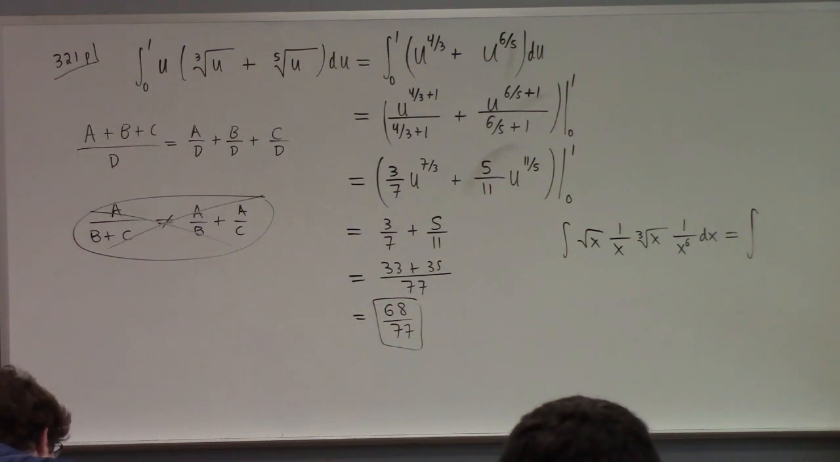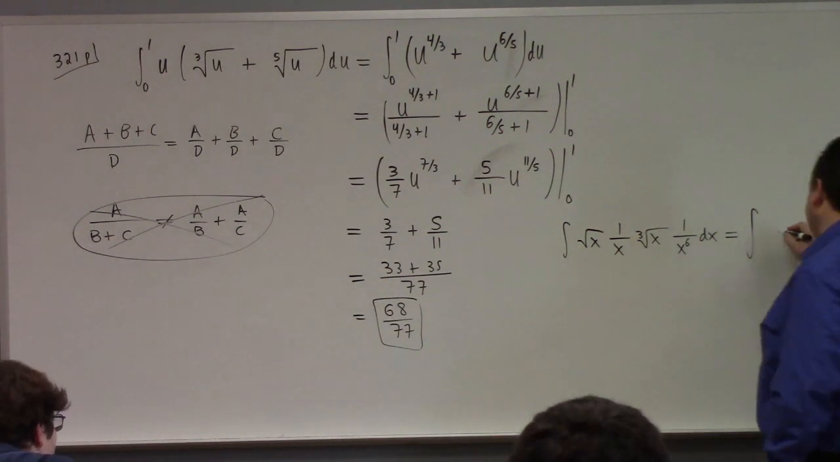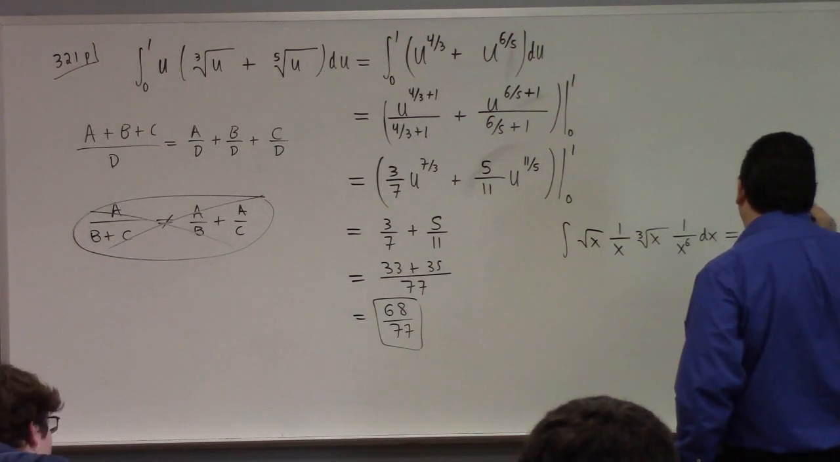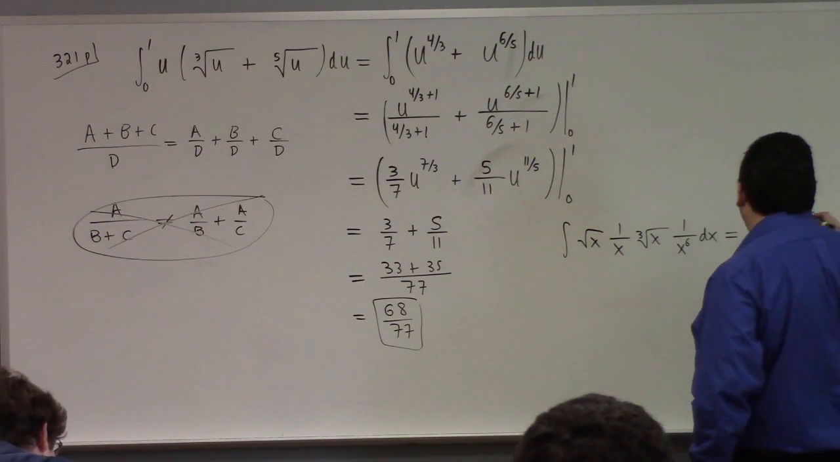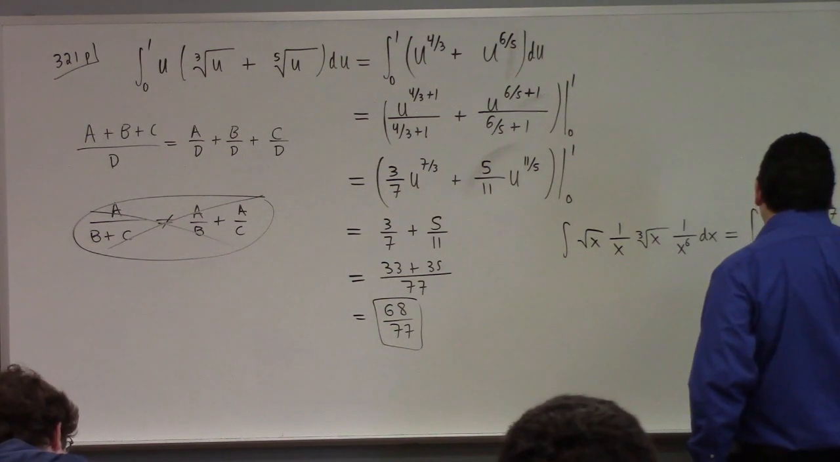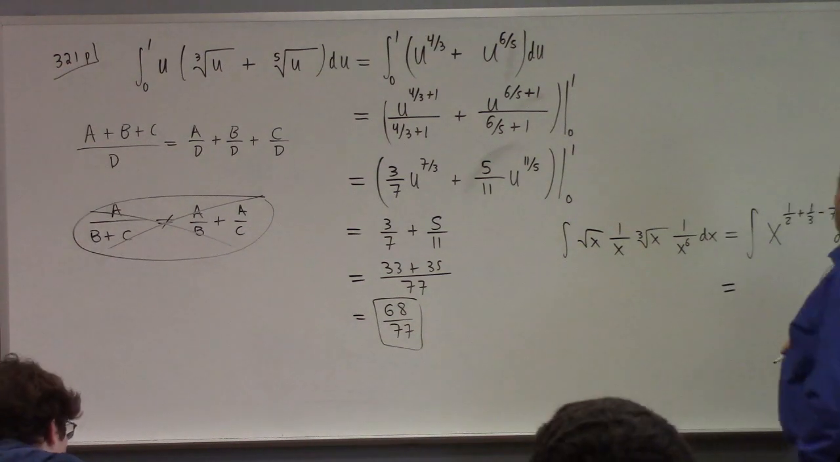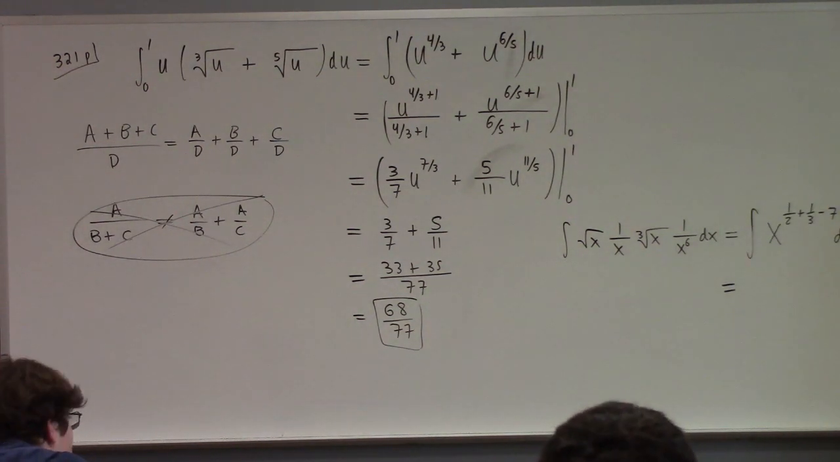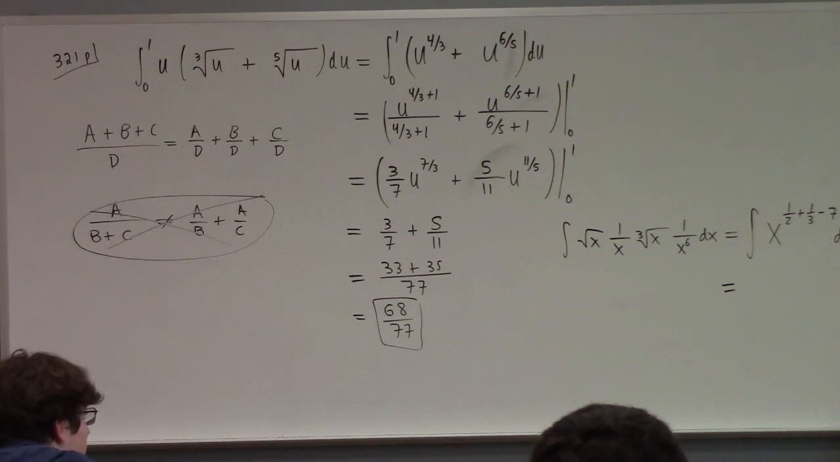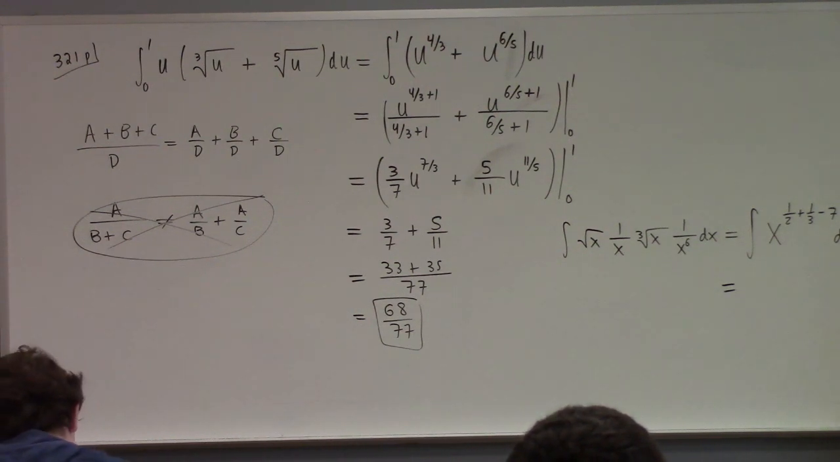So you have a half plus a third minus 7. X to the 1/2 plus 1/3, and there's a net of 7 in the negative sense. So 1/2 plus 1/3 is 5/6. Take away 7. Yeah, 42 minus 37 over 6, I think.